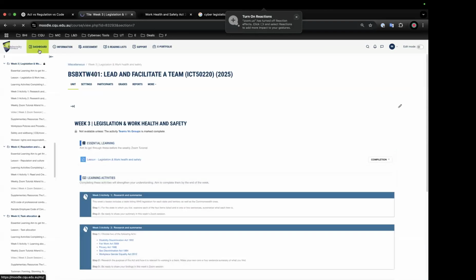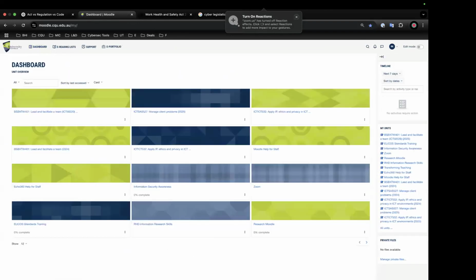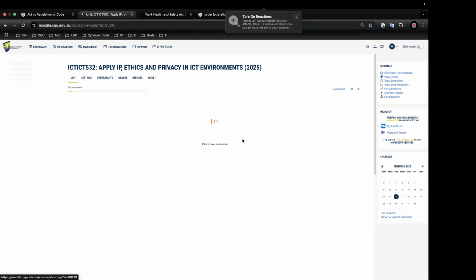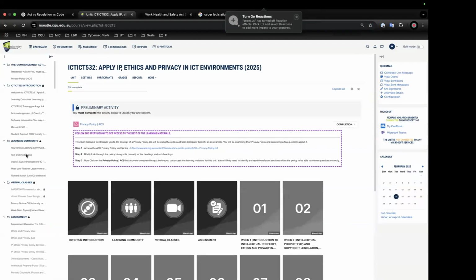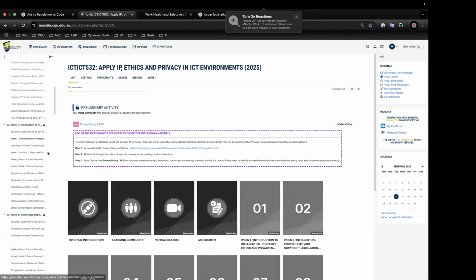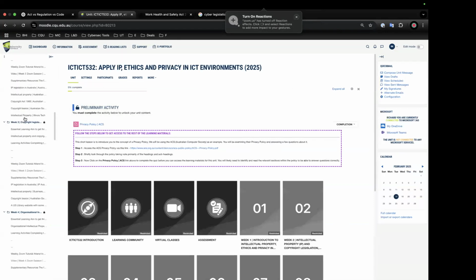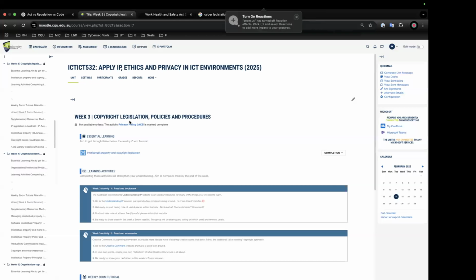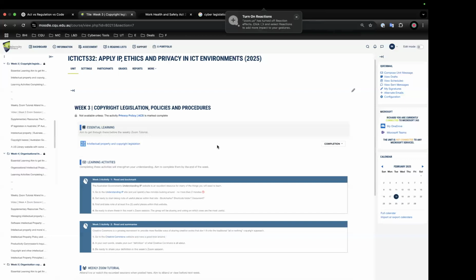All right. Let's quickly move on to the next unit. I'll just jump onto ICT 532, just because I think this week was also regarding legislation for this unit. So since we're talking about legislation, we might as well jump onto this one. All right, cool. So this week in ICT 532, you would have covered copyright legislation, policies, and procedures.